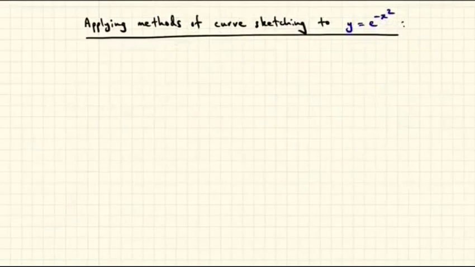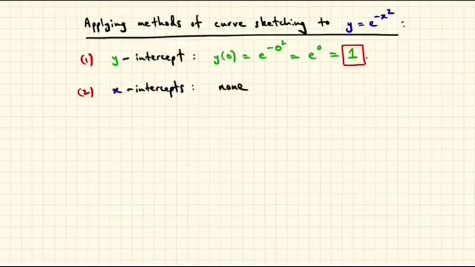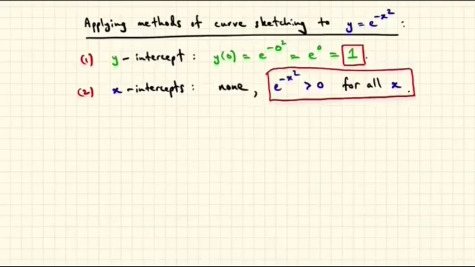I'd like to apply the methods of curve sketching that we have discussed in earlier videos to the function y equals e to the minus x squared. In the course of doing this, you will see an application of the chain rule. Let's first find the y-intercept, which in this case is 1. There are in fact no x-intercepts, because any power of e, in particular e to the minus x squared for any x, is positive.